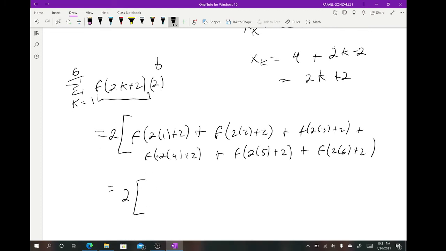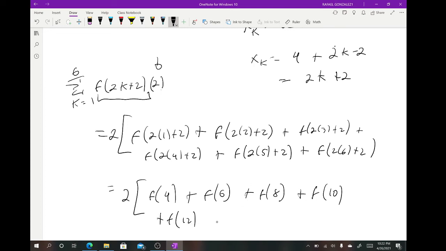Anyway, this is 2 times f of 2 times 1 plus 2, which is 4. 2 times 2 plus 2 is 6. 2 times 3 plus 2 is 8. 2 times 4 plus 2, that's 10. 2 times 5 plus 2 is 12. And finally, 2 times 6 plus 2 is 14. 2 times 6 is 12, and 2 is 14.